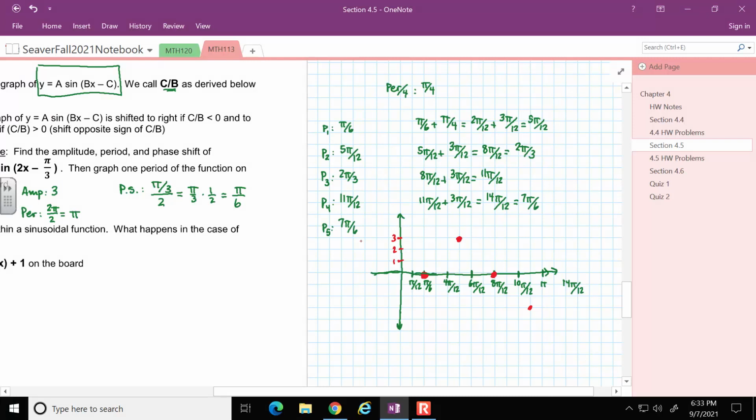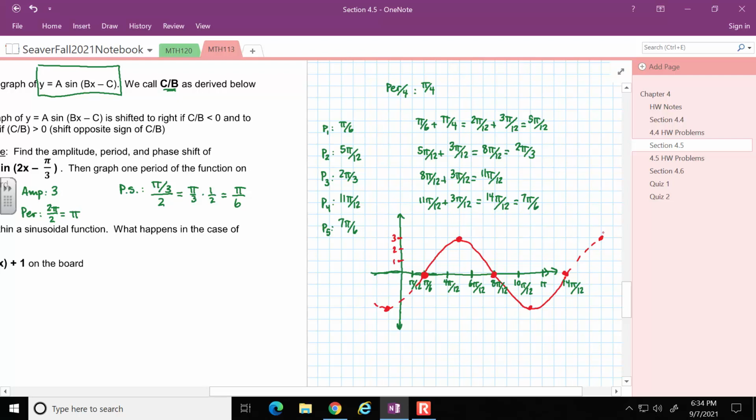And then finally at 7 pi over 6, which would be what? 14 pi over 12. Actually going to be right here. So this is rough, but it gives you an idea of what your graph's going to look like. And that's just going to repeat. Right? So 1, 2, 3 down here. So that's a rough sketch.